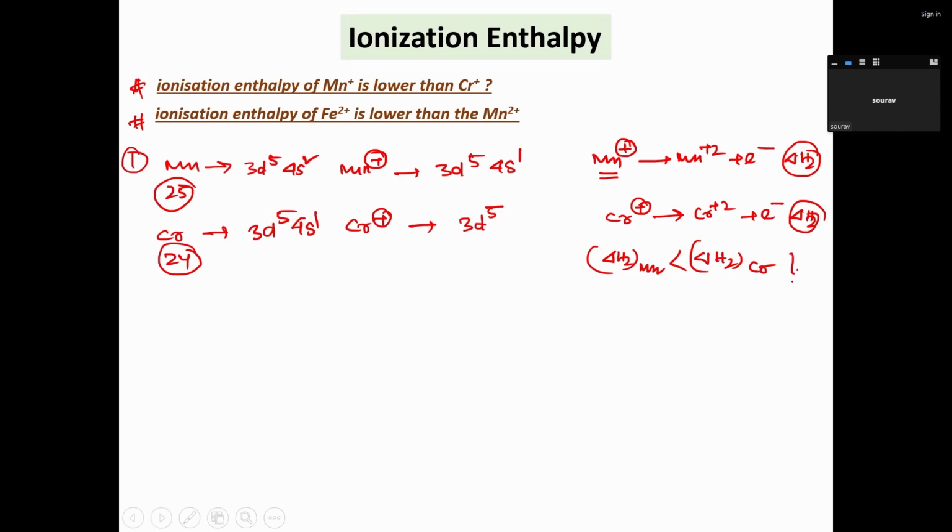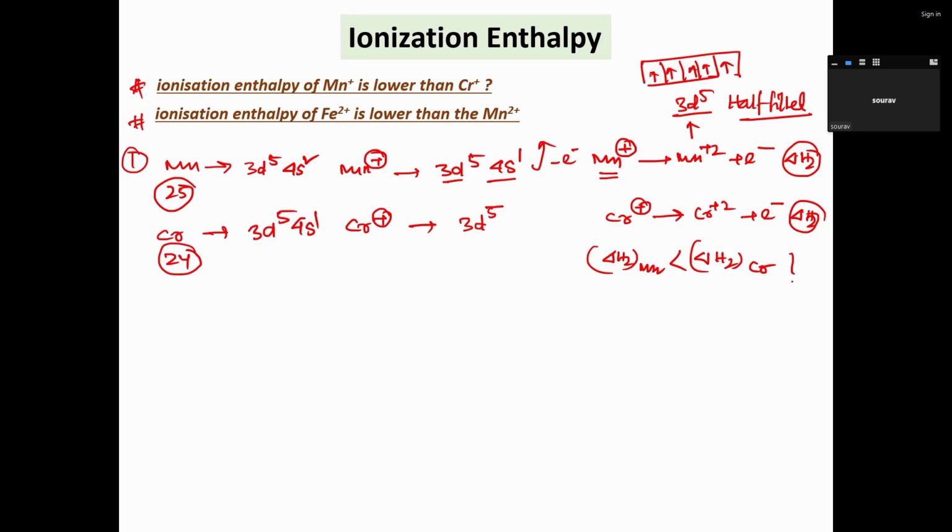Now the question is why. For Mn+, the electronic configuration is 3d5 4s1. If one electron is removed, it can be removed from the 4s. The electronic configuration of Mn2+ will be 3d5, and you know 3d5 is the half-filled configuration, so it is more stable. Also, the loss of exchange energy is more, which increases the stability.